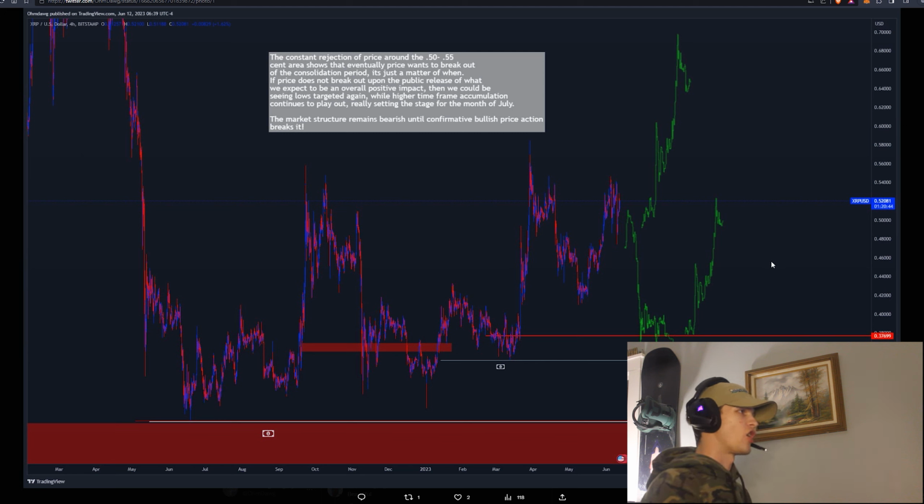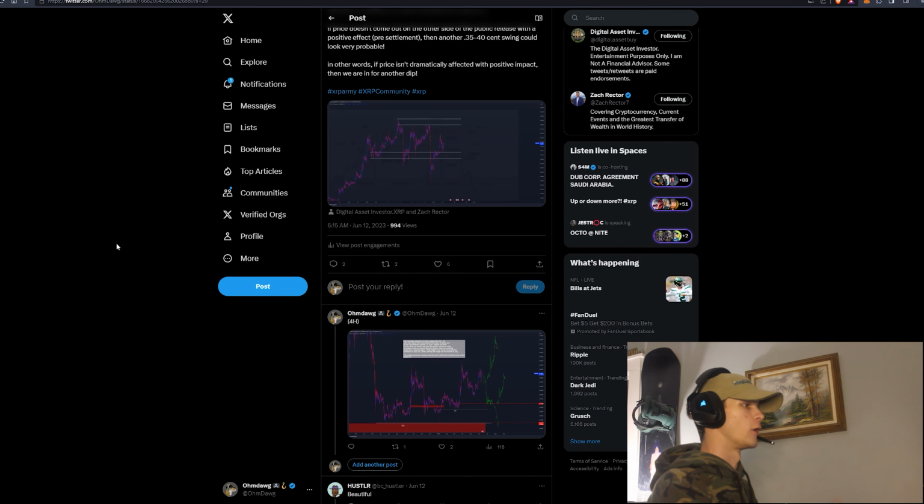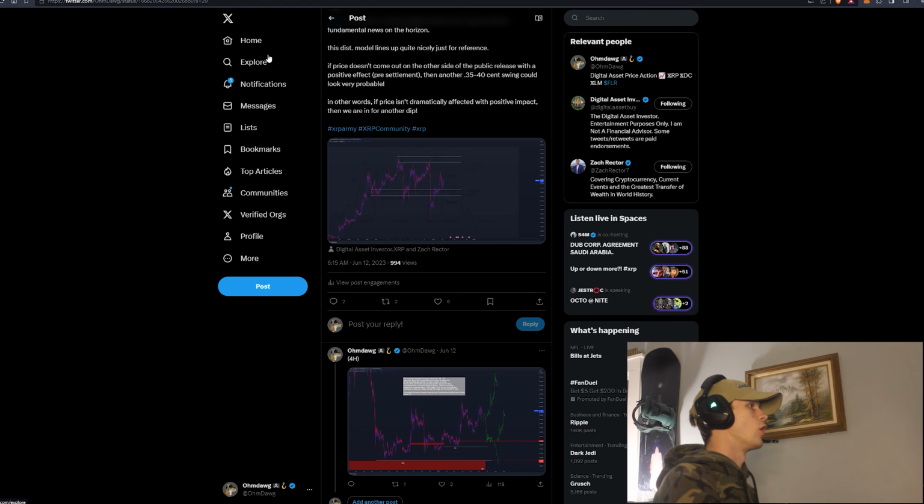And I was essentially saying the constant rejection of price around the 50 to 55 cent area shows that eventually price wants to break out of the consolidation period. It's just a matter of when. If price does not break out upon public release of what we expect to be an overall positive impact, then we could be seeing lows targeted again while higher time frame price action accumulation continues to play out, really setting the stage for the month of July. The market structure remains bearish until confirmative price action breaks it. And that's something I really like to hammer on, is having that confirmative price action play out over time.